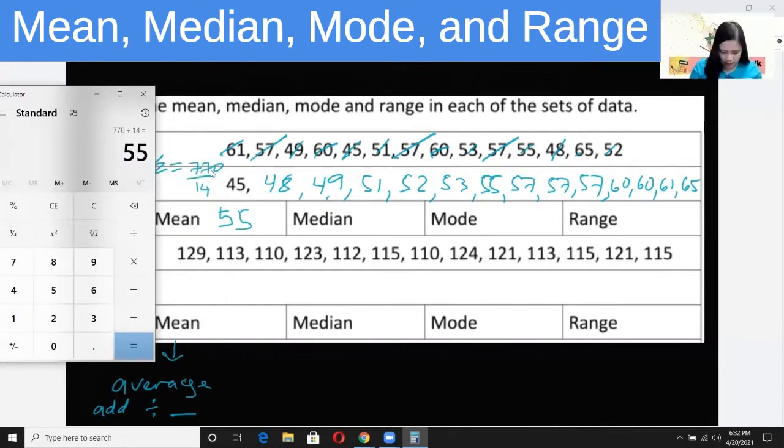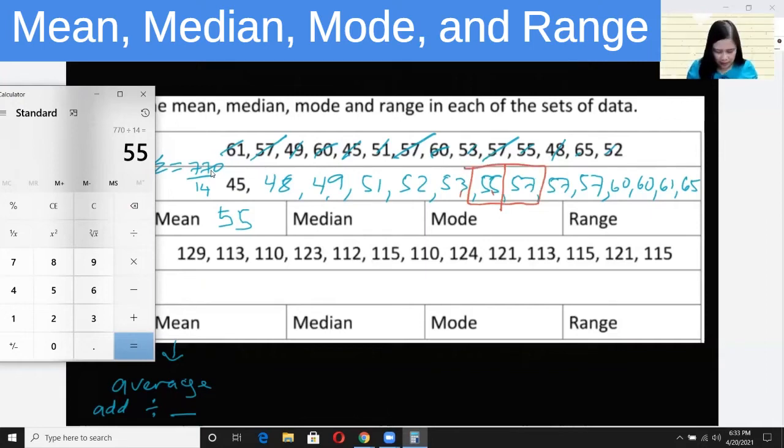Then we need to find the median. We're looking for the middle number. Since we have 14 sets of data, to find the middle, 14 divided by 2 is 7. So half of 14 is 7. We can count 1, 2, 3, 4, 5, 6, 7. So this is half of the data set. 7 on the left side and 7 on the right side. 1, 2, 3, 4, 5, 6, 7. So we now have two middle numbers, which are 55 and 57.